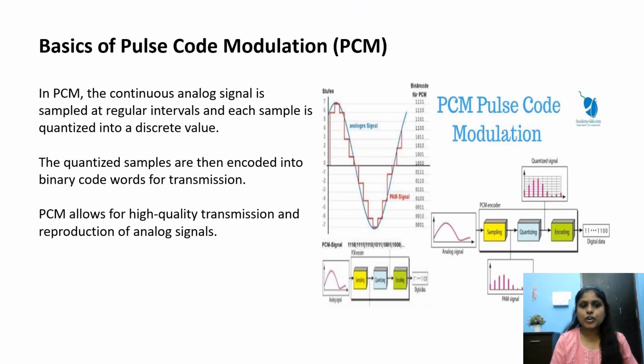Basics of pulse code modulation. In PCM, the continuous analog signal is sampled at regular intervals and each sample is quantized into a discrete value. The quantized samples are then encoded into binary code words for transmission. PCM allows for high quality transmission and reproduction of analog signals.